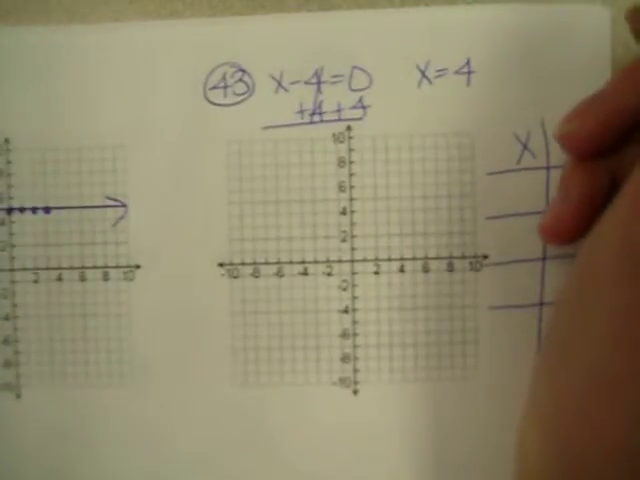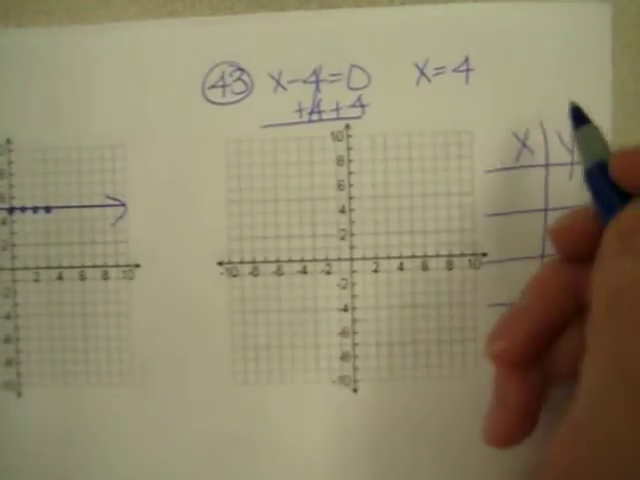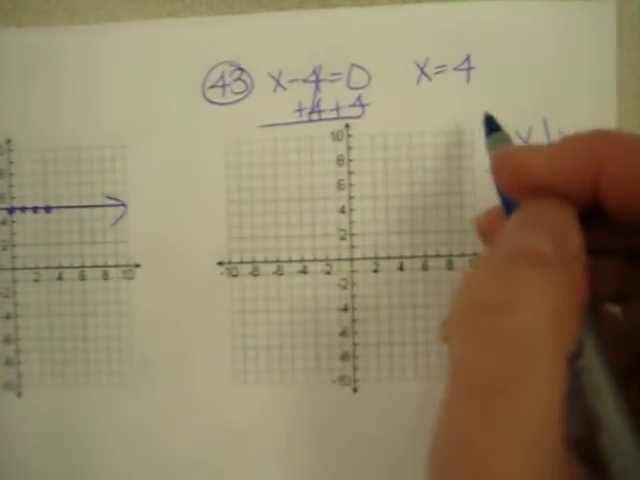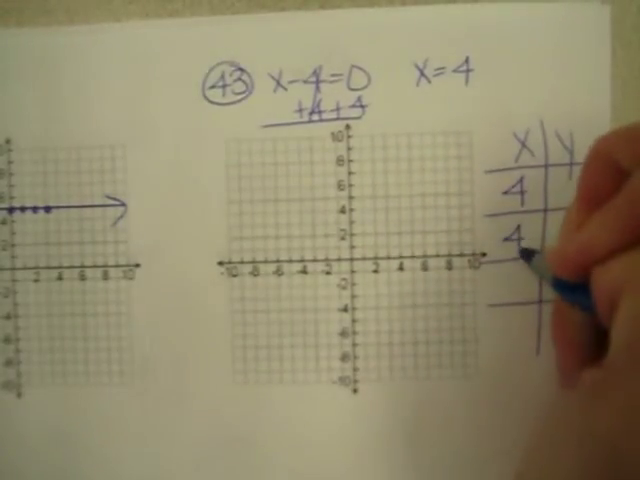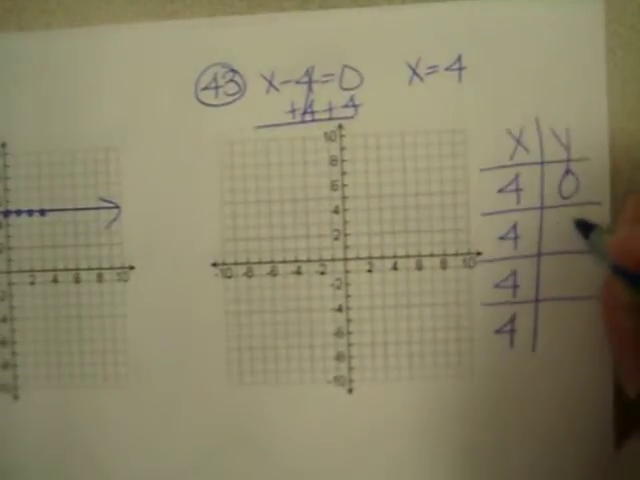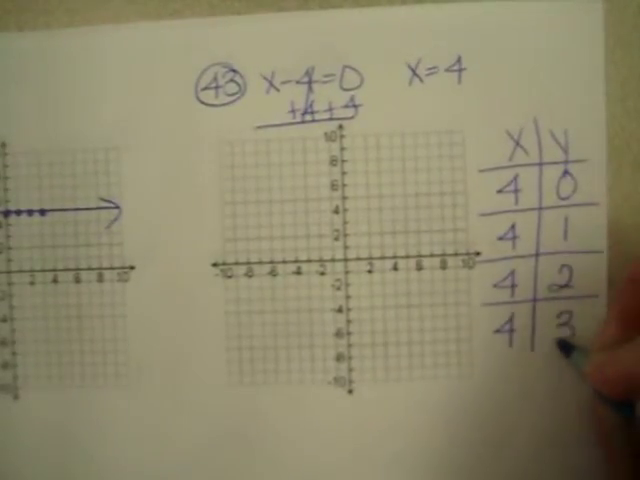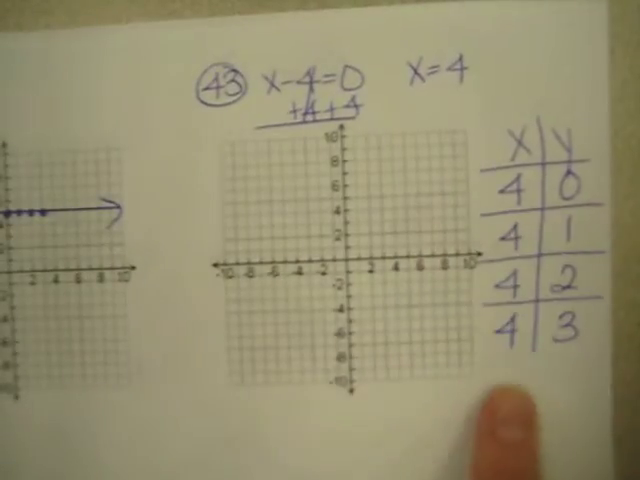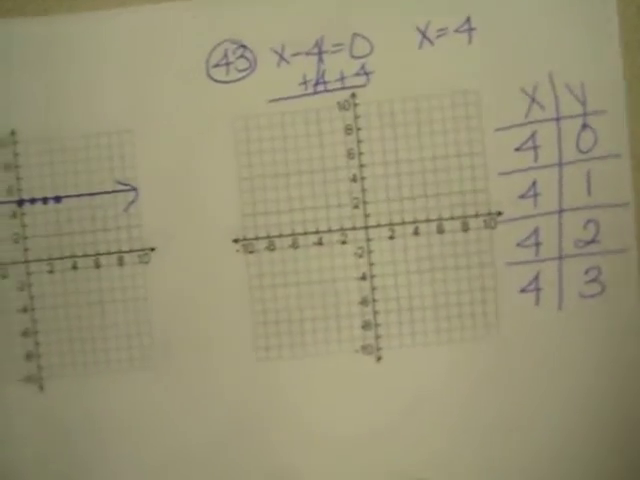So just like with number 39, instead of it being y equals, now I have an x equaling a value. So in my xy table, no matter what, x equals 4. And I'm going to make y 0, 1, 2, and 3 again. Now I'm going to plug these points in to the graph.